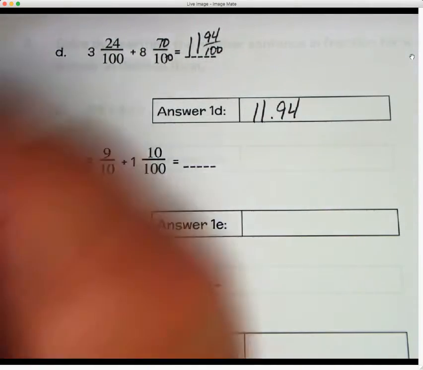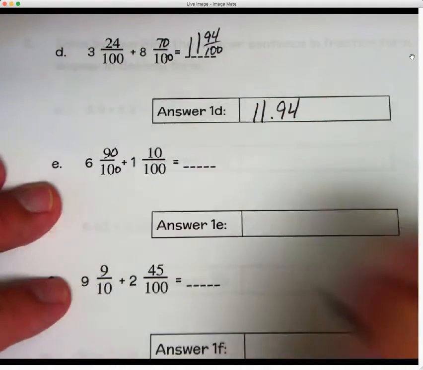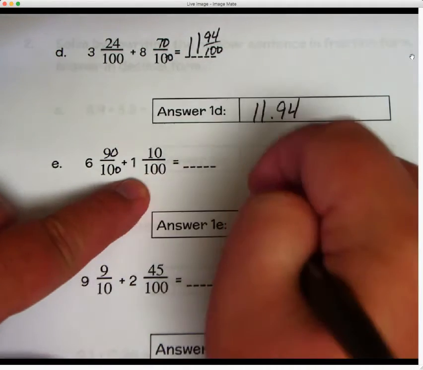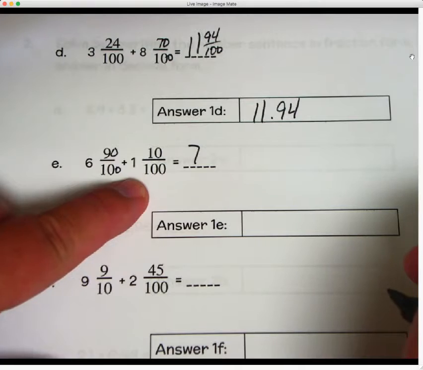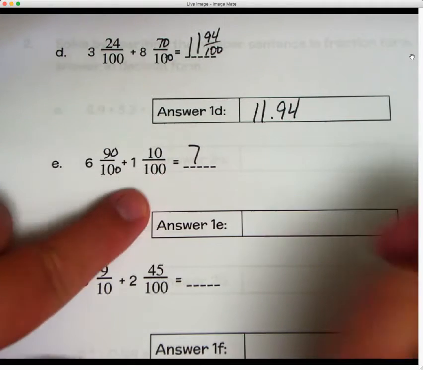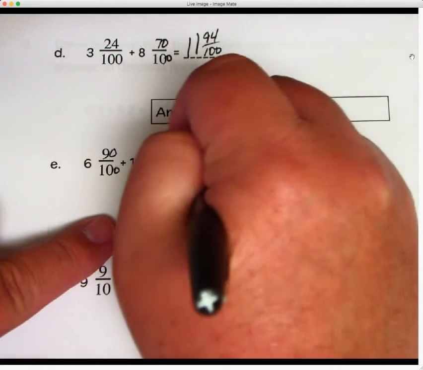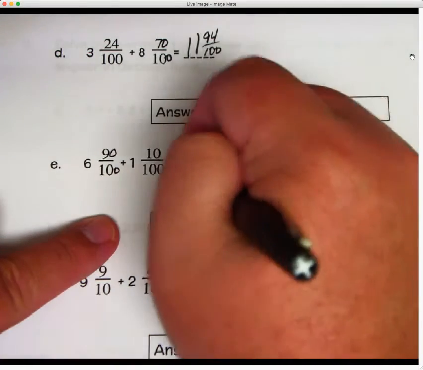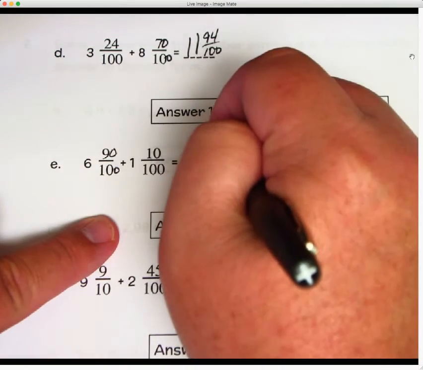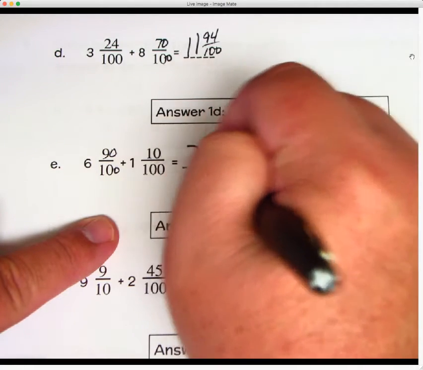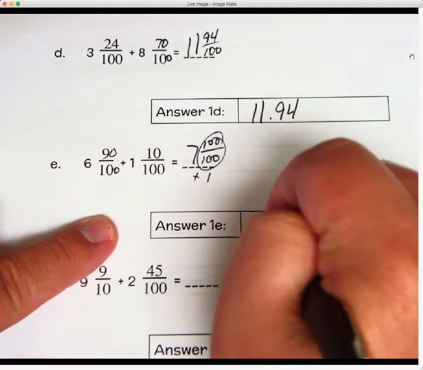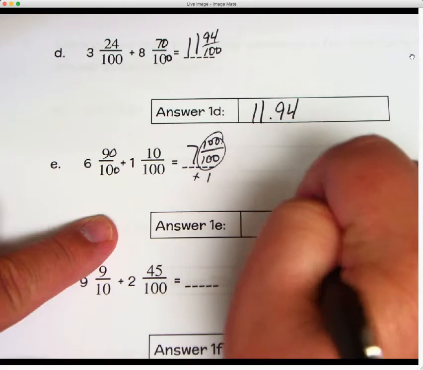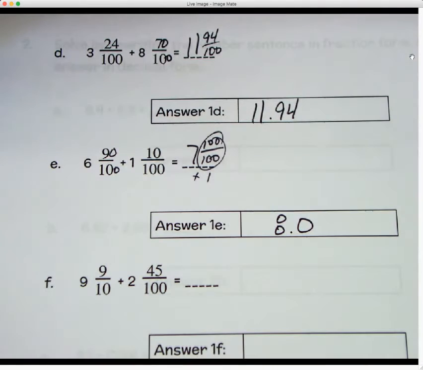6 9 tenths, that's going to be 90 hundredths. Add our whole numbers. 6 plus 1 is 7. 91 hundredths plus 10 hundredths is 100 hundredths. Well, 100 hundredths is what? It's a 1. So what's 7 plus 1? Our answer is 8. And if you want to put 8.0, that's fine.